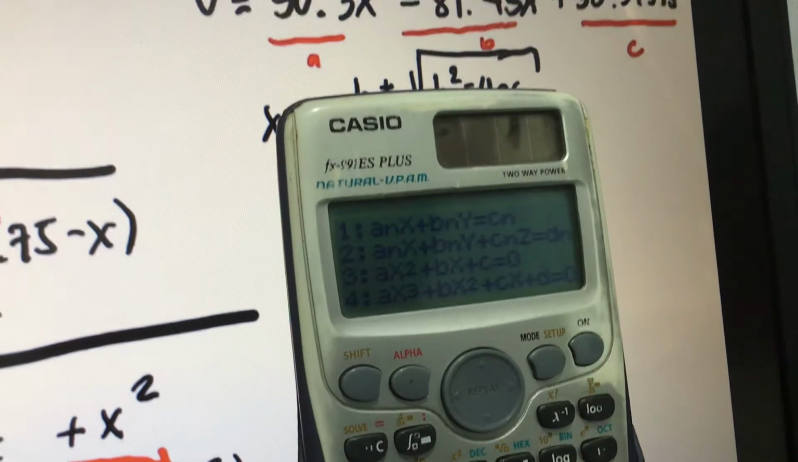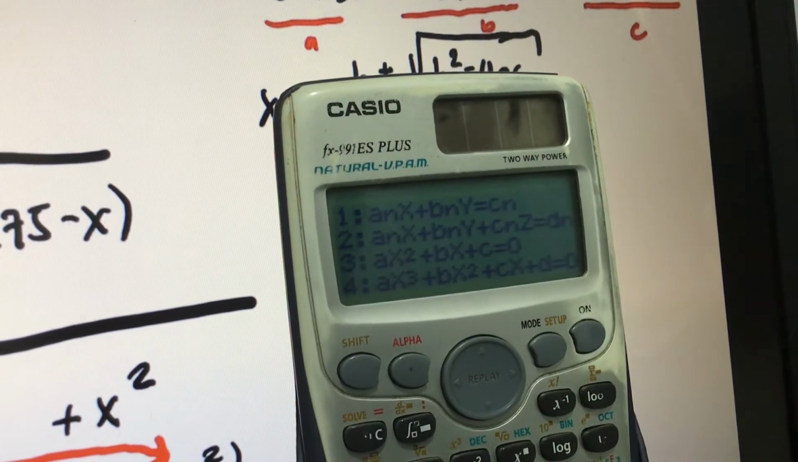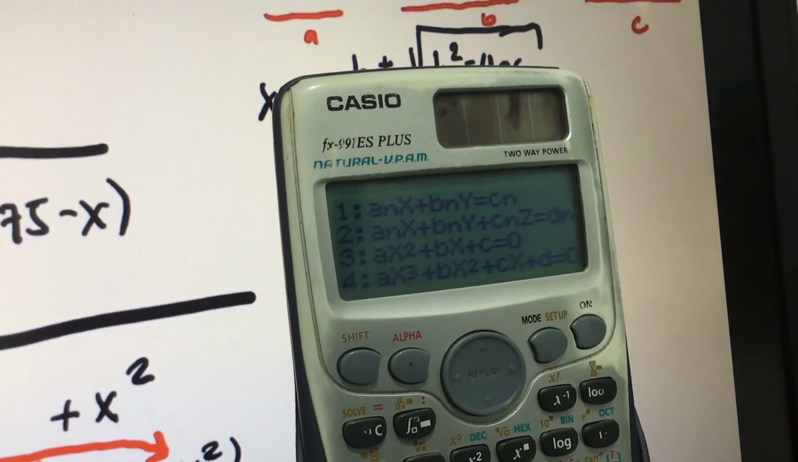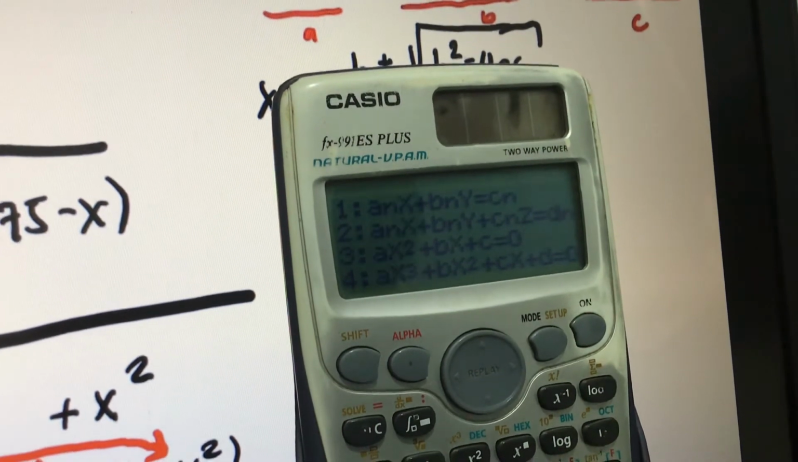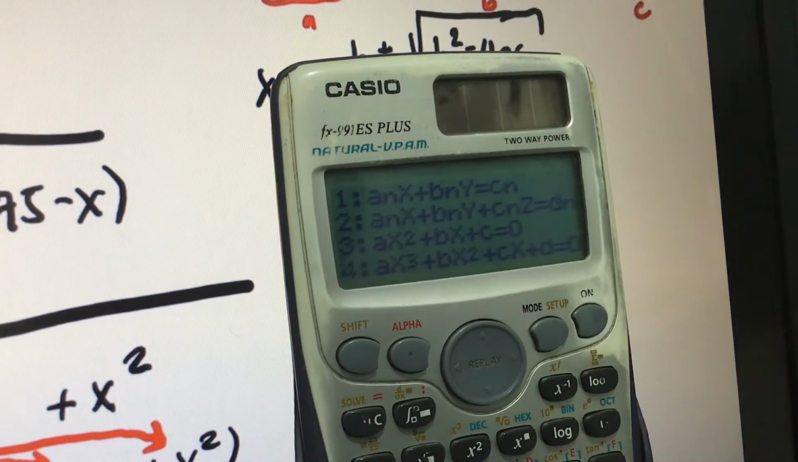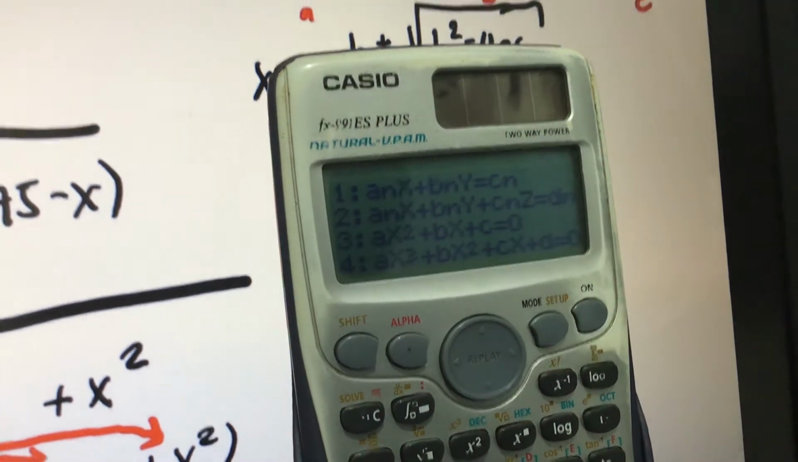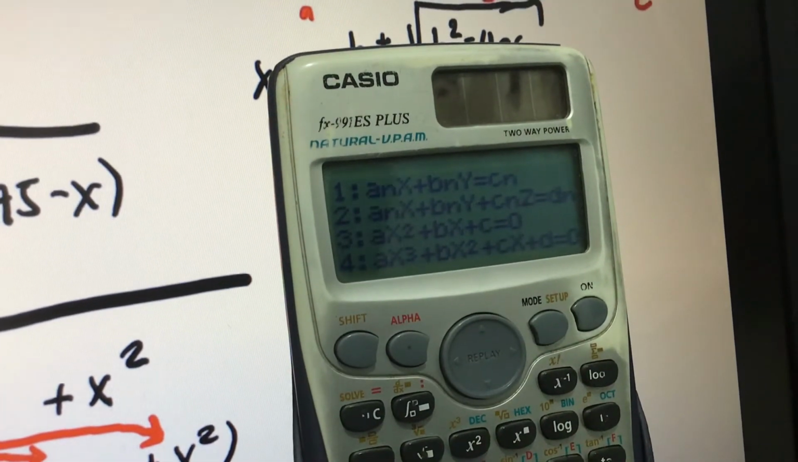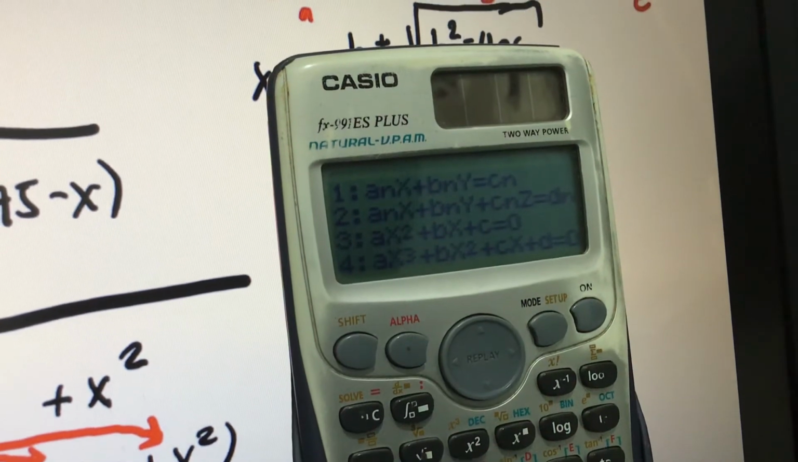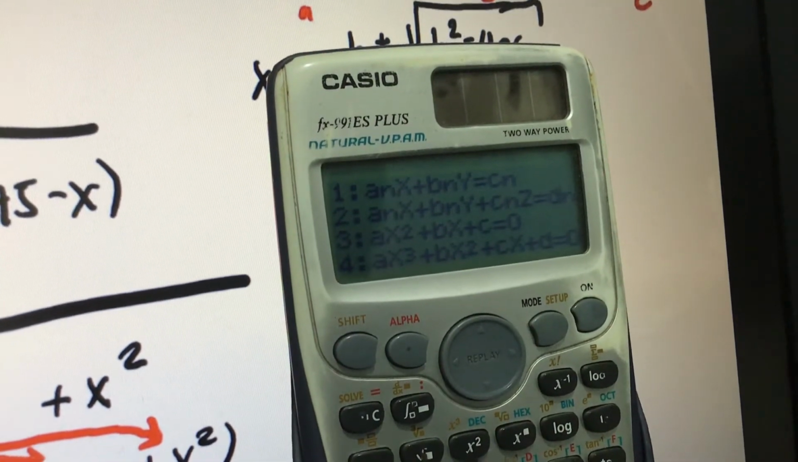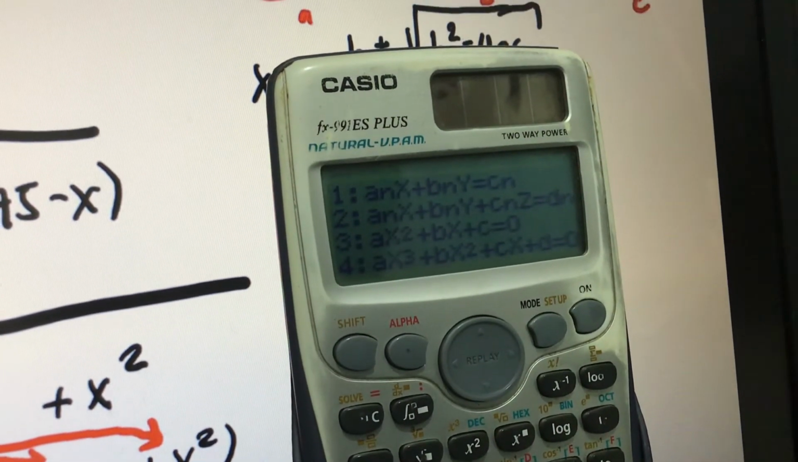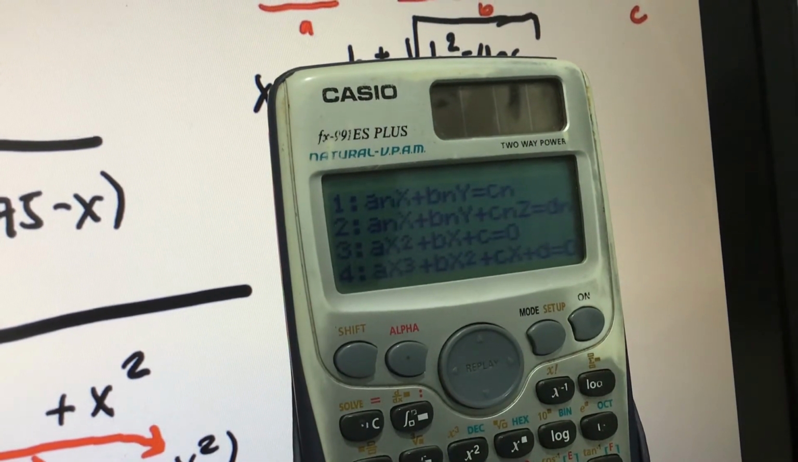Then you will be given sets of formats for the different equations. So you have an x plus bn y equals cn. That's a linear equation. Then an x plus bn y plus cn z equals dn, which is an equation with 3 unknowns. We do not use that in analytical chemistry.